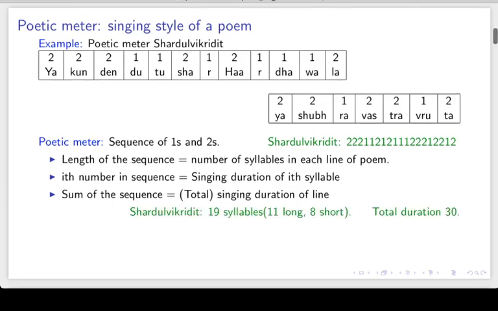So for Shardul Vikridita, if you count, there are 19 syllables in all. 11 of them are long or have duration 2. 8 of them are short or have duration 1. So the total duration is 11 times 2, 22, plus 8, or 30. And the question that we are going to address is how many poetic meters have a given duration d.